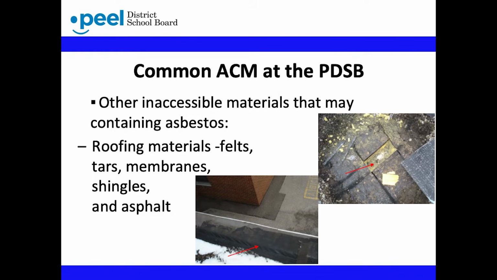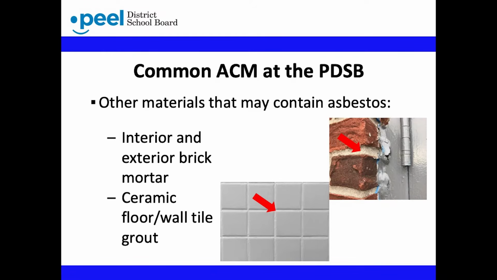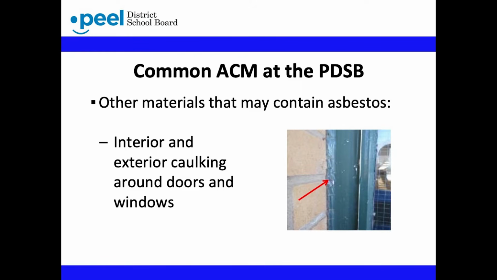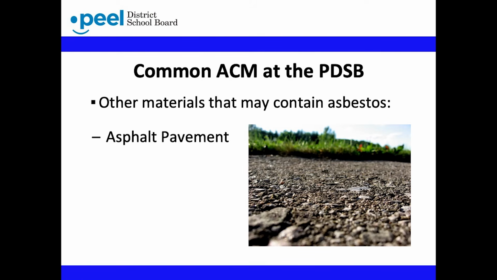Do not disturb these materials unless they have been tested and are proven non-ACM. Roofing materials such as felts, tar, caulking, and asphalt. Mastic or glue under vinyl floor tiles or behind wall tiles and corkboards. Interior and exterior brick mortar, as well as the grout found between ceramic floor and wall tiles. Interior and exterior caulking around doors and windows. Fireproofing spray on structural beams and on the underside of roofs. And sometimes pavement asphalt on the grounds around the property.